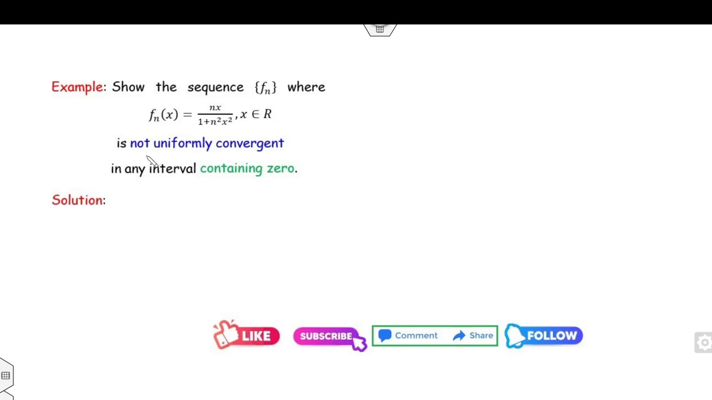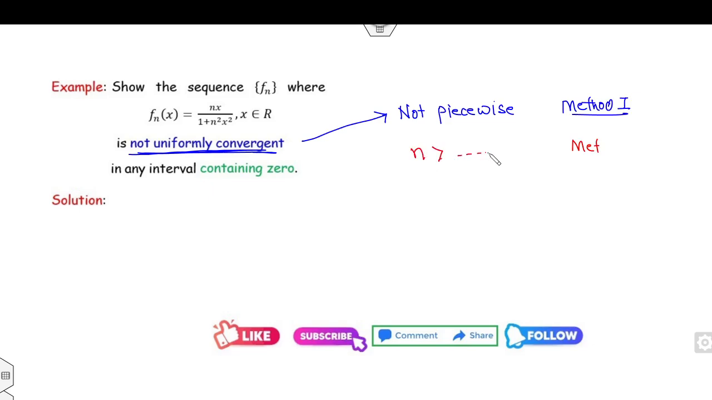Show that the sequence is not uniformly convergent. Fine. How can you prove that it is not uniformly convergent? If you prove that it is not piecewise continuous, this is method 1. Second method is you can find the value of n which is greater than something and prove that this number goes to infinity.